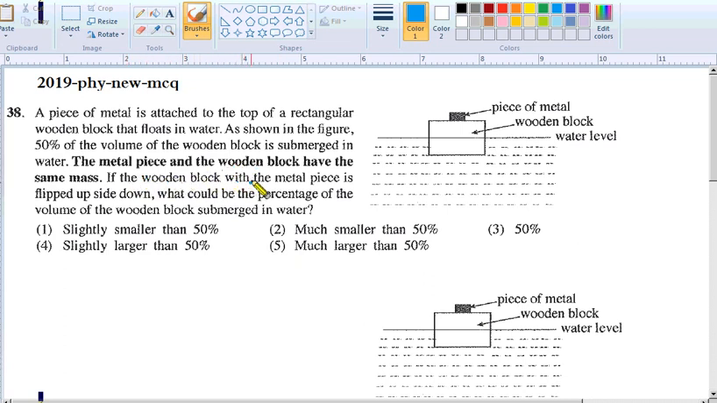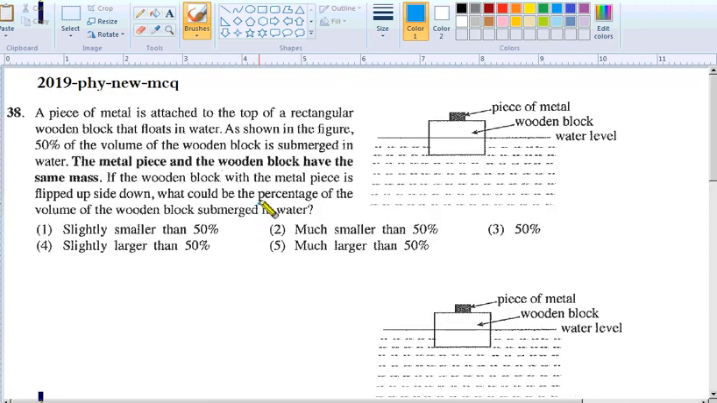If the wooden block with the metal piece is flipped upside down, what could be the percentage of the volume of the wooden block submerged in water? Slightly smaller than 50%, much smaller than 50%, 50%, slightly larger than 50%, much larger than 50%. Children, this problem is an easy one.